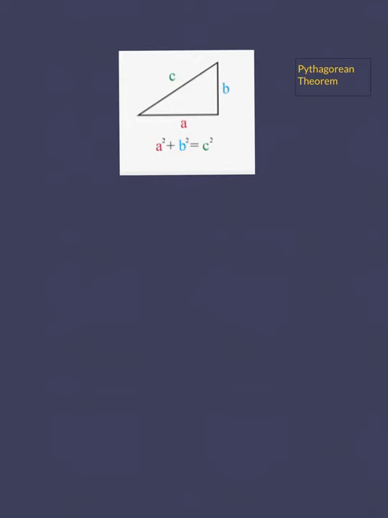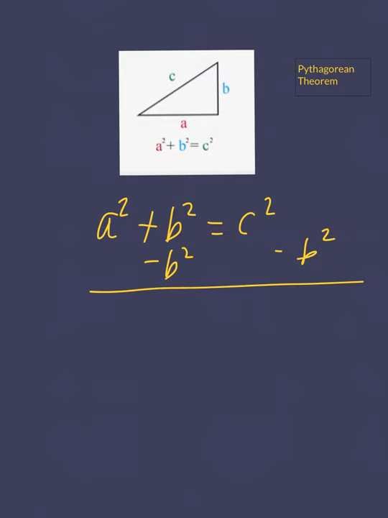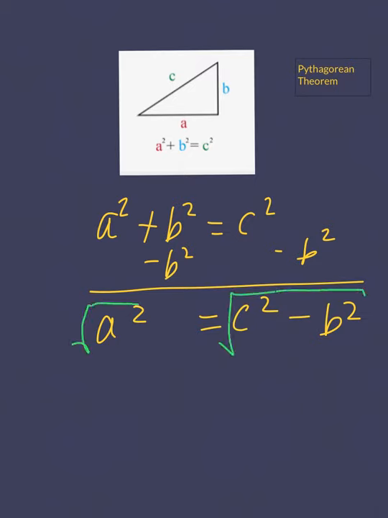Anyway, let's solve this equation for A. So I have A squared plus B squared equals C squared. First thing I'm going to do is subtract B squared from both sides. So I get A squared equals C squared minus B squared. Then the next thing I'm going to do is take the square root of each side. And what you get then is A equals the square root of C squared minus B squared.